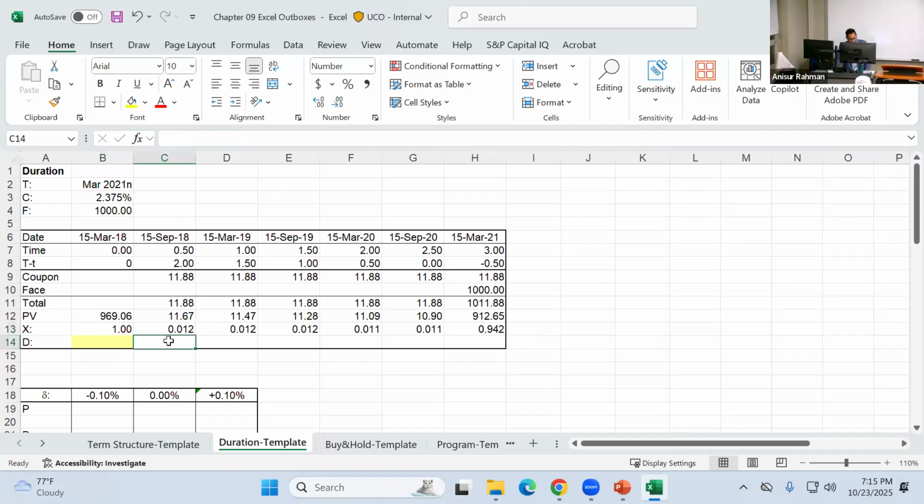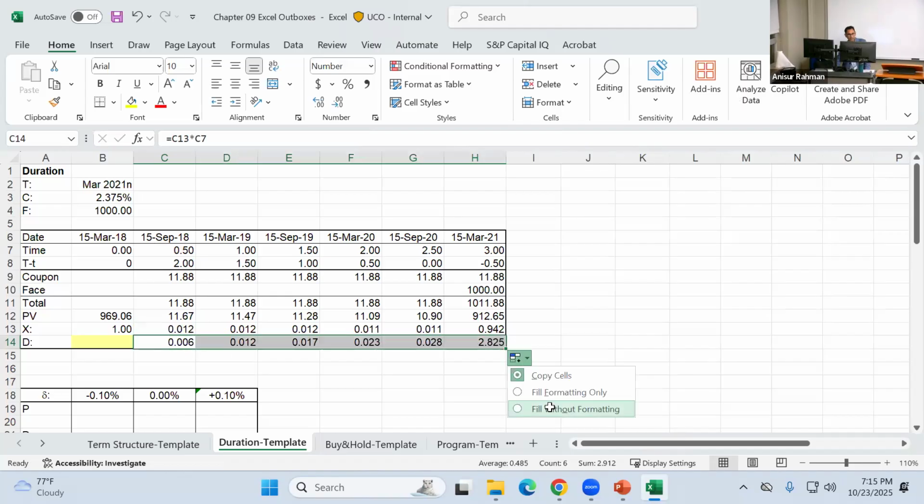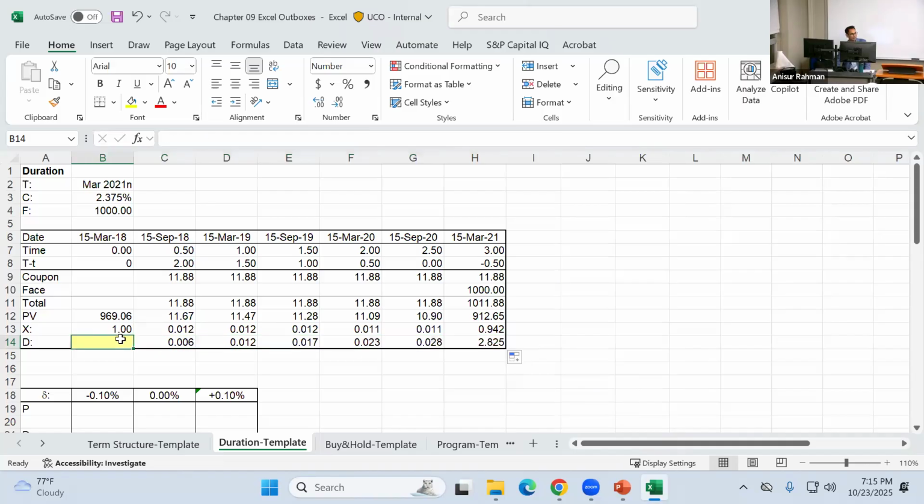Okay, now we are going to multiply these weights with the time. And then what is the last step? Sum? Sum, very good.